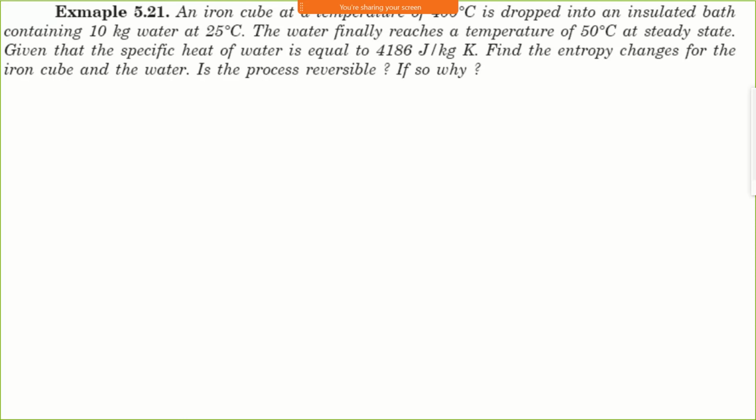The temperature of the iron cube will reduce and the temperature of water will increase, and both will come to the same temperature, and that temperature is 50 degrees Celsius. Therefore, this 50 degrees Celsius is called the steady state temperature or equilibrium temperature. Means the initial temperature of the iron cube is 400, the final temperature of the iron cube is 50. The initial temperature of water is 25 and the final temperature of water is 50 degrees Celsius. The specific heat of water is given.